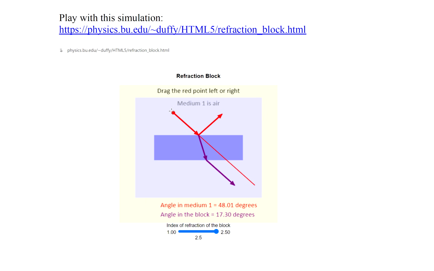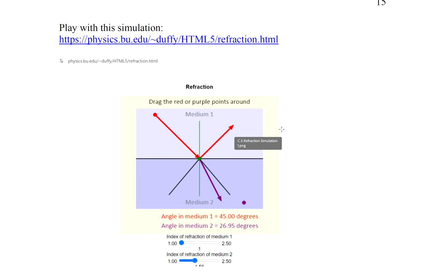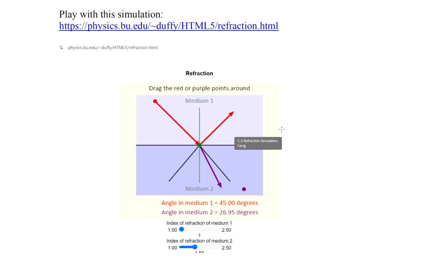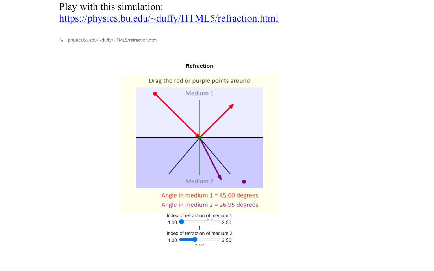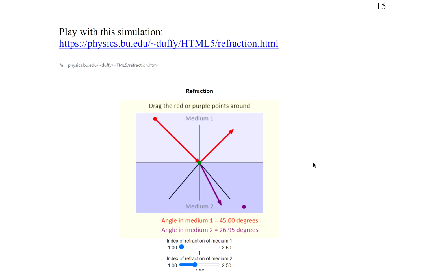And you could see this angle of the red coming into the normal is equal to the angle when it's out from the normal. So play with this simulation. As you could see, they have an index of refraction of medium 1, an index of refraction in medium 2. And the angle in medium 1 is 45 degrees, and the angle in medium 2 is 26.95 degrees.